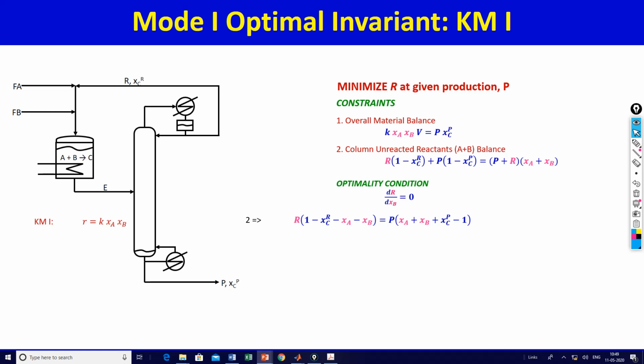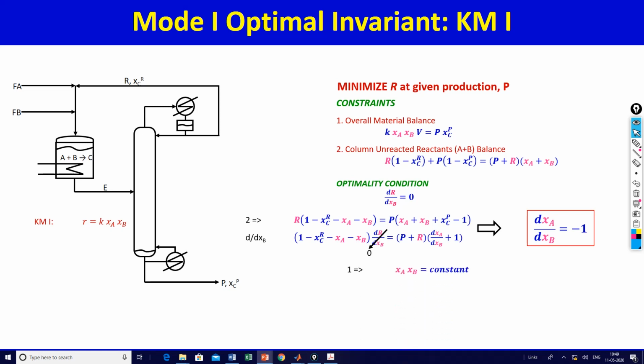And from the second constraint, this is what we get. Differentiate this, and because dR/dxb must be 0, that's what you get: dxa/dxb must be equal to minus 1. Differentiating constraint 1, xa times xb is equal to a constant, that's what you get, and from there what you get is xa is equal to xb. That's the optimal operating policy.